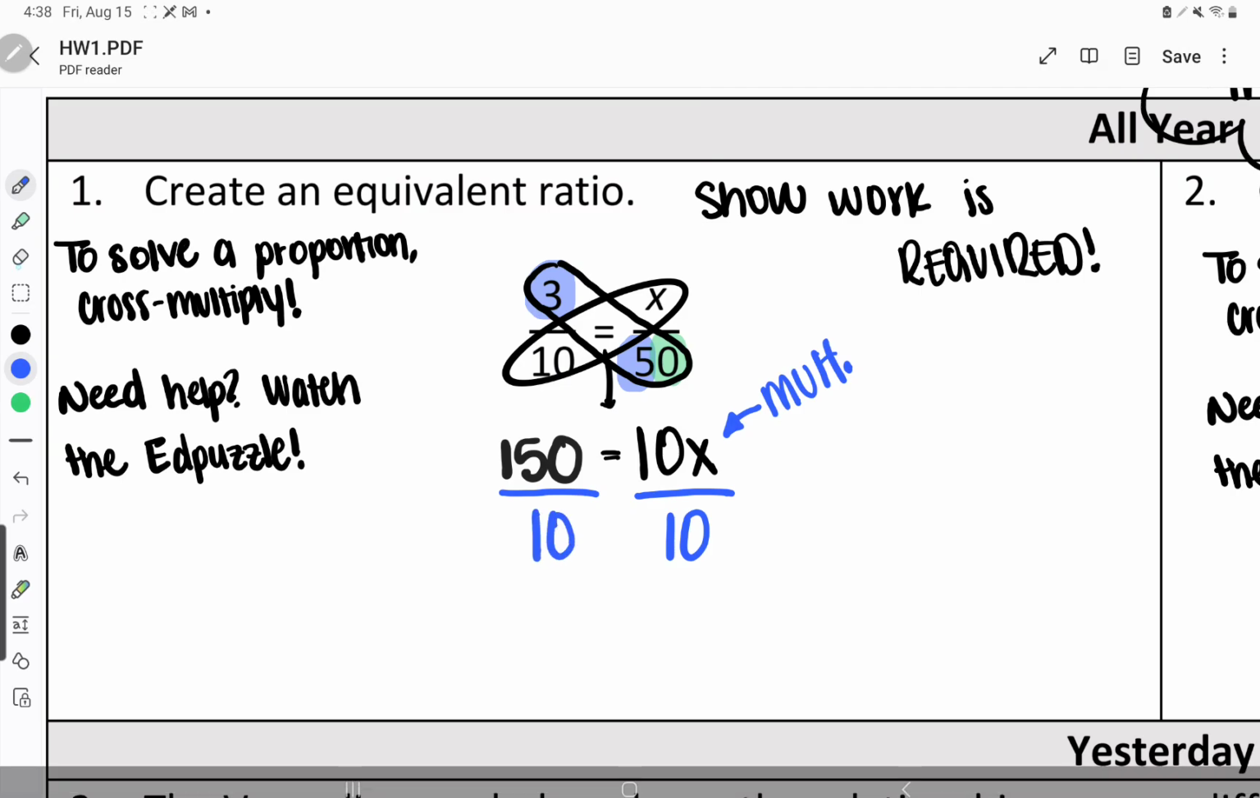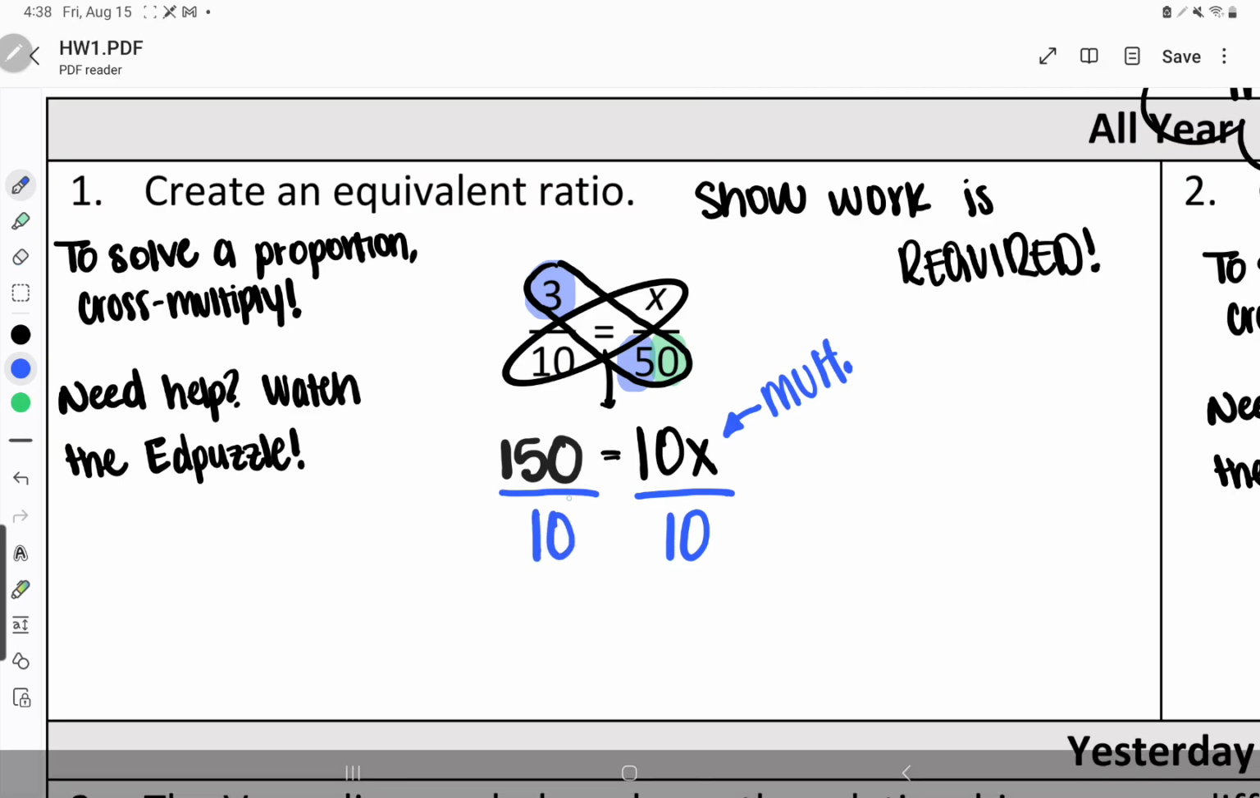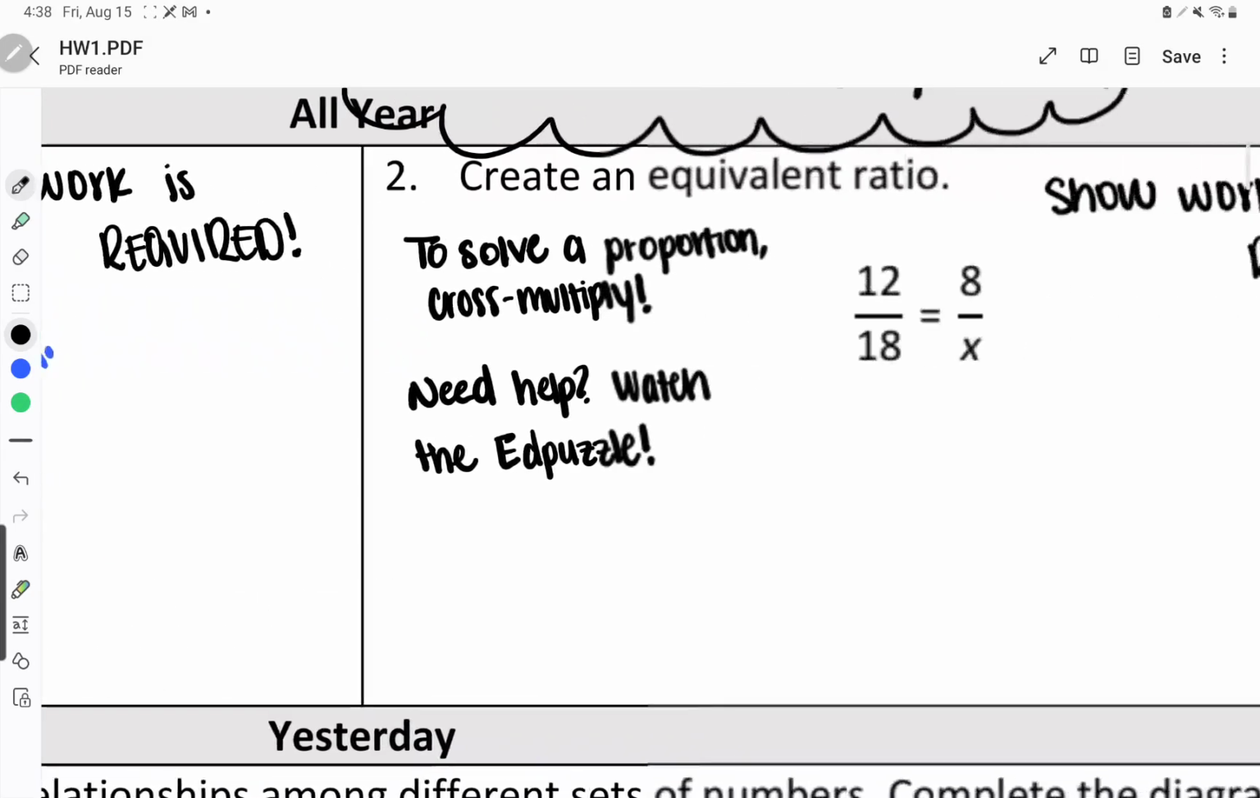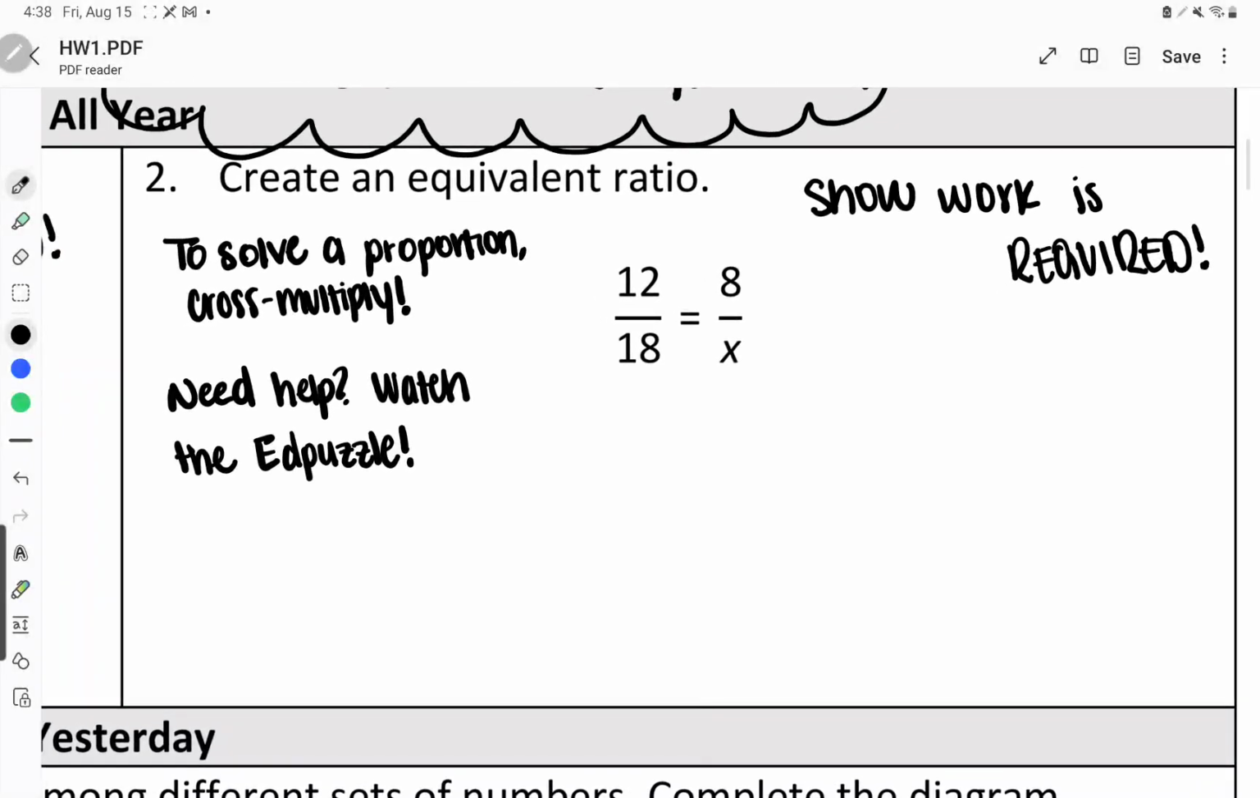Now what happens when we divide by 10 and both numbers end in a 0, all I have to do is cross them off. I'm left with 15 divided by 1, and 15 divided by 1 gives me 15. So x equals 15. We're going to do the same thing over here. So when I see a proportion, I cross multiply. So what am I going to multiply 12 by? I multiply 12 times x, and 12 times x gives me 12 x's. Then what would I multiply 18 by? I would do 18 times 8.